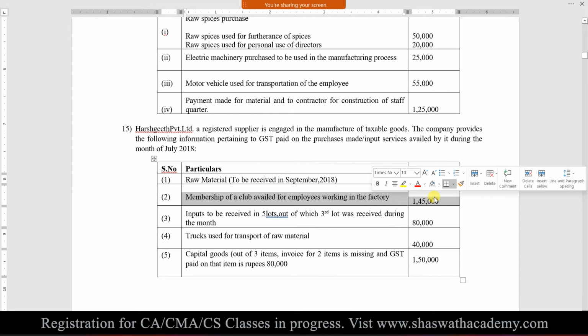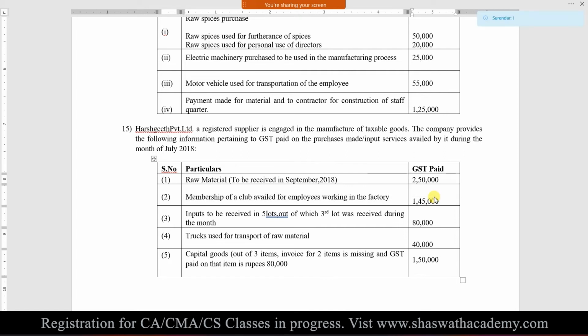If it is provided by employer to employee as per the law for the time being in force, the limit is 1.5 lakh. But I don't see club membership is mandatory under any law. So I would suggest you write the assumption that this is not as per the law for the time being in force. Therefore, it is ineligible.